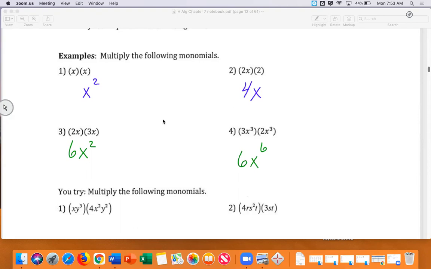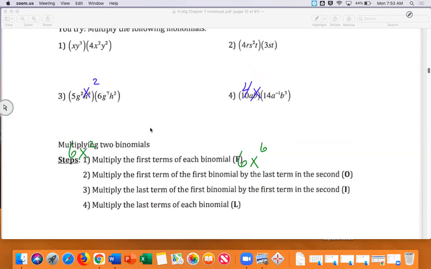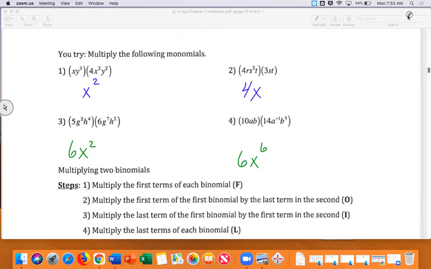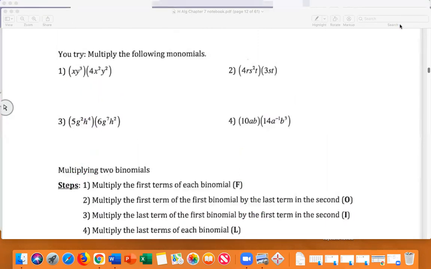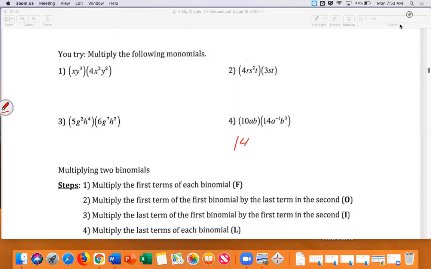All right. Now, normally I let you guys try the you try. But I want to make sure I go over it thoroughly so you guys fully understand this. So let's look at number 4. In number 4, I have the coefficient. So 10 times 14, that's 140. And now I have a times a to the negative 1. And remember, I add these exponents.